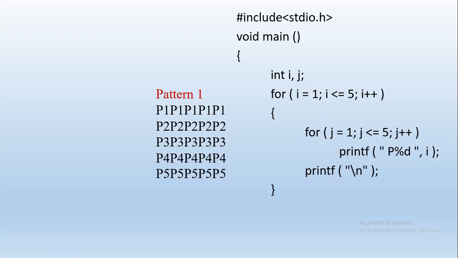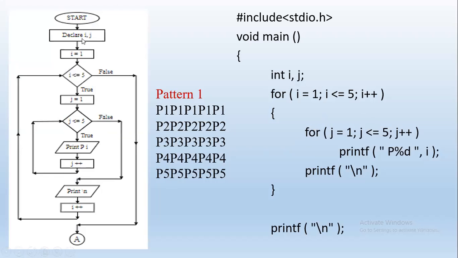Just declare the variables, add the header file and main, and then this \n is given so that the new pattern is printed after a new line. We will see the tracing also, but before that, let us see the flowchart. The corresponding flowchart, we just saw this a little, right?